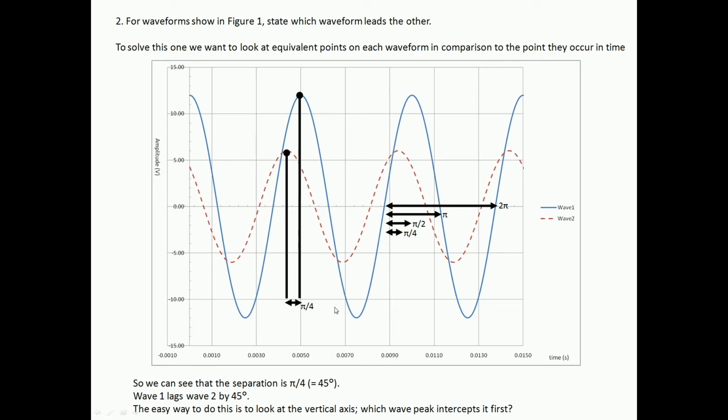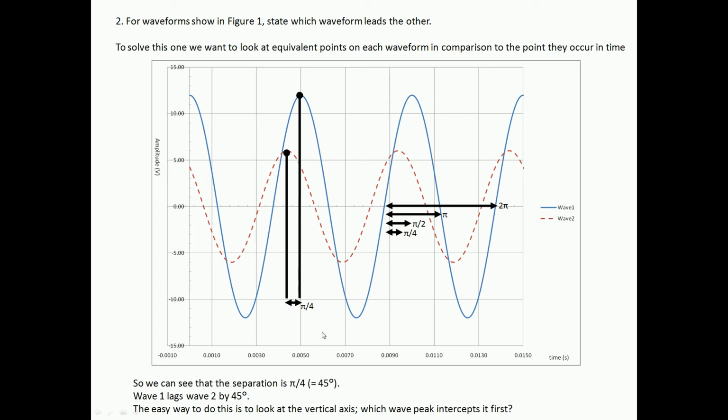We could have done the separation between the minimum and the next minimum, or the 0 crossing points rising and the 0 crossing points falling on the two waves. It doesn't matter as long as you've chosen the equivalent point on each wave. So that separation is pi by 4, which is equivalent to 45 degrees. That's the first bit done.